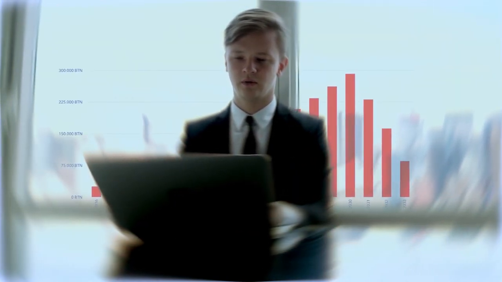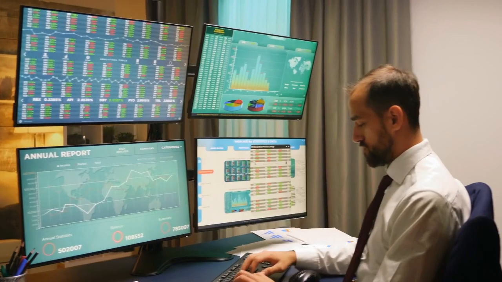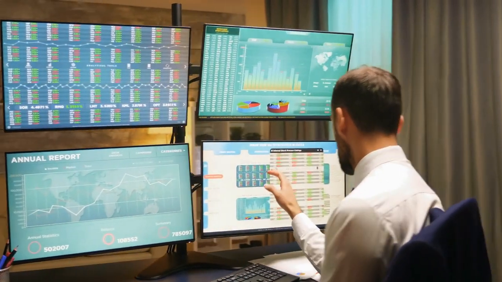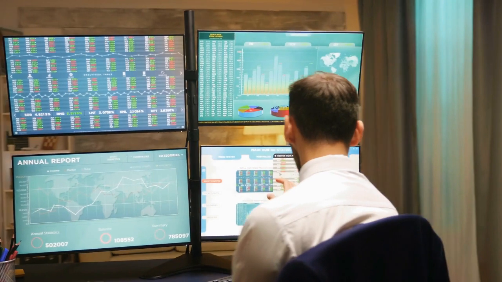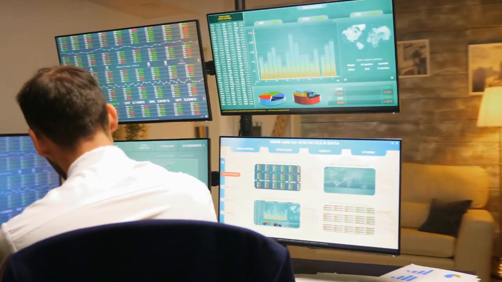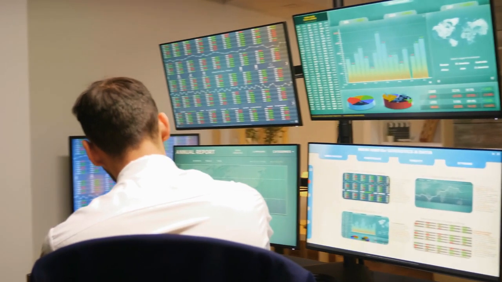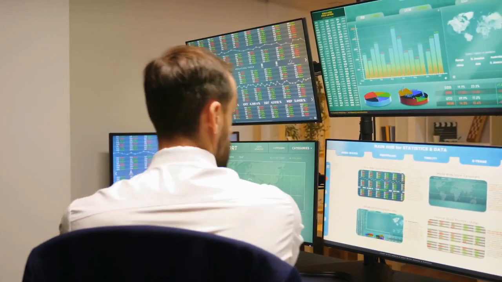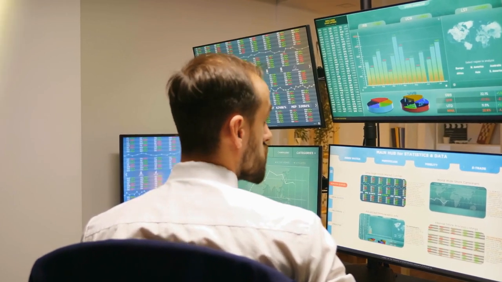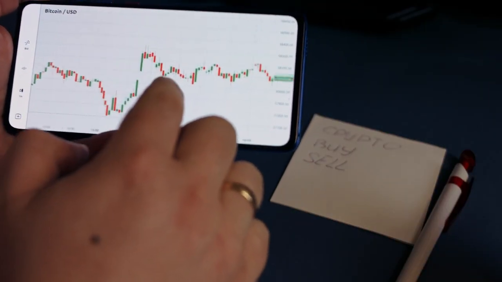When the MACD line crosses above the signal line, it's a bullish signal, time to buy. When the MACD line crosses below the signal line, it's a bearish signal, time to sell. The MACD is great at showing you when the momentum is shifting. When the lines cross, it's like a red flag or a green light saying, hey, something's changing.